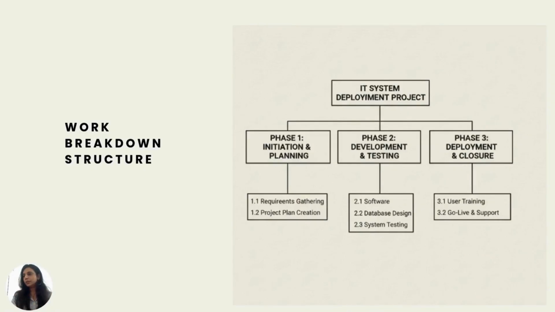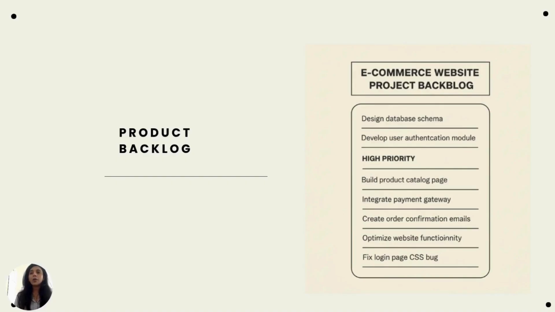For example, here I've shown an IT example. If you break down the deployment project, an IT system deployment project, in a traditional or waterfall way, you'll have phase 1, 2, and 3. Under that, you'll have initiation and planning. It will also include the requirements gathering and project plans creation. So basically, all the small tasks under each scope are divided and broken down into smaller pieces. This is waterfall. Let's see how it is done in the agile environment.